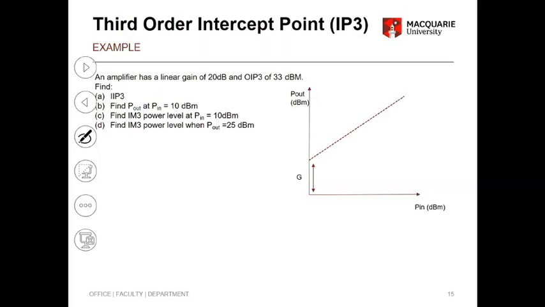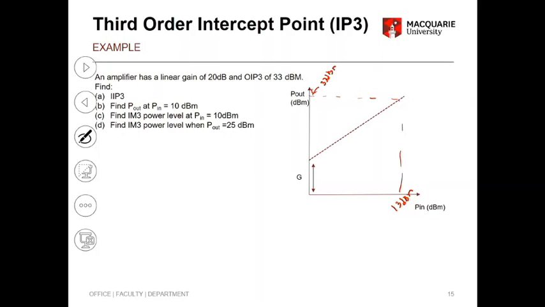So it's quite straightforward, right? So you have that 33 dBm, and that should be 33 minus 20, that's 13 dBm. So find P out at P in 10 dBm.